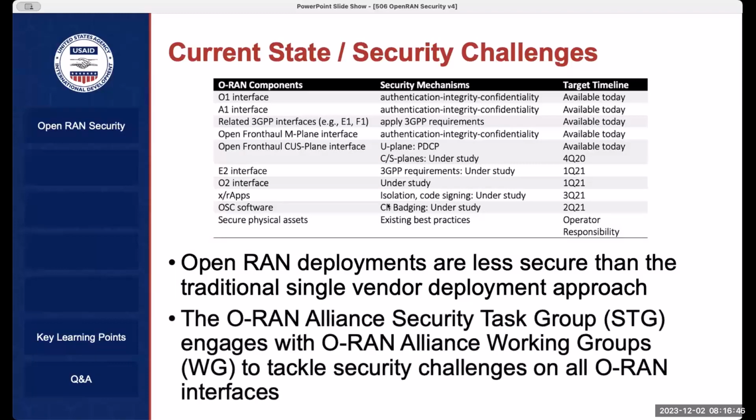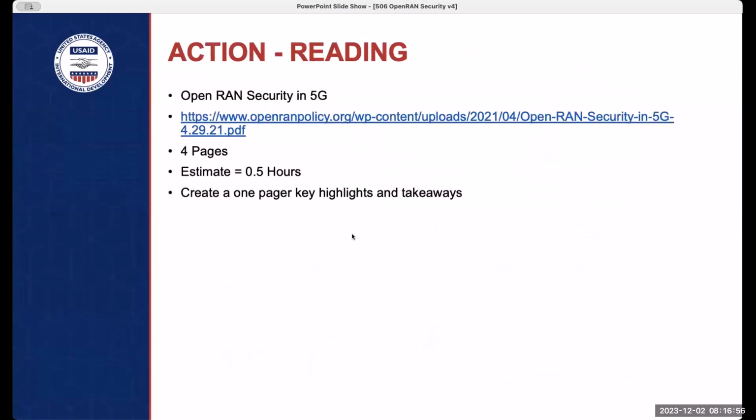There is the O-RAN Alliance Security Task Group that is well engaged with the working groups to tackle security challenges on all Open RAN interfaces. So with that, there is going to be a short reading on Open RAN policies on security in 5G. It's just a 4-pager. I estimated half an hour, with a 1-pager of key highlights for the course to be submitted.